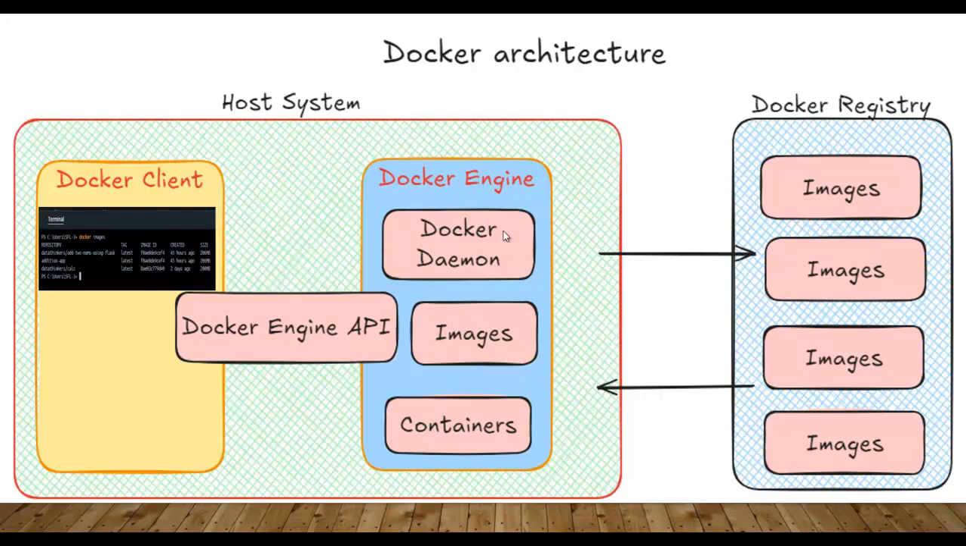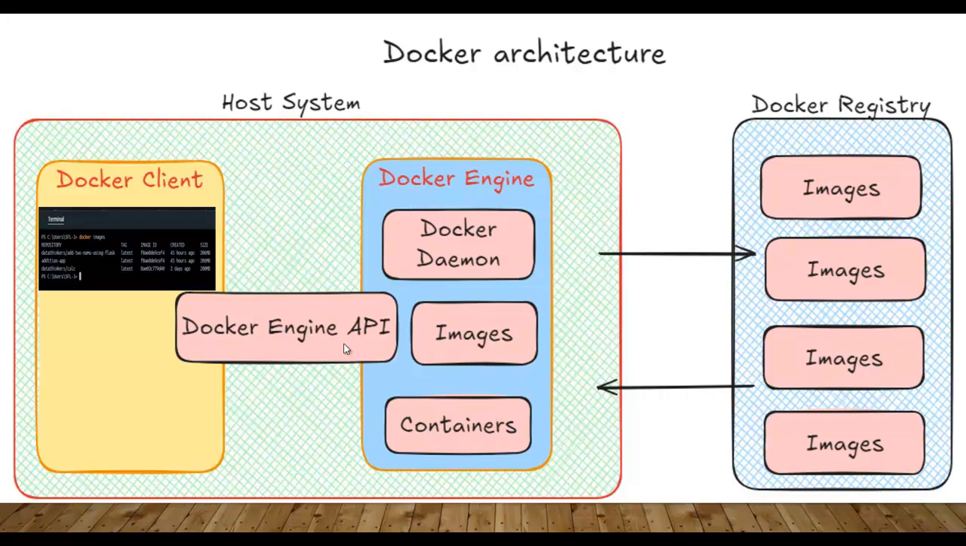Now this is our second component, Docker engine. This is the core of Docker, responsible for creating and managing Docker containers. It contains two components, Docker daemon and REST API, that we have just discussed. As you know, the Docker daemon is the server-side component that listens for API requests and manages Docker objects like images and containers.